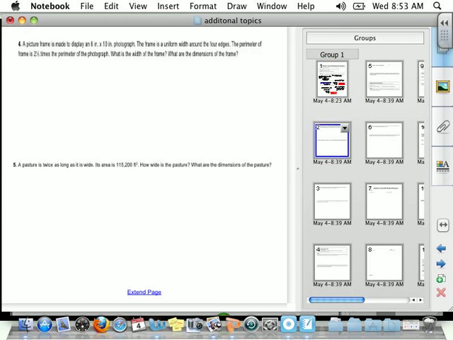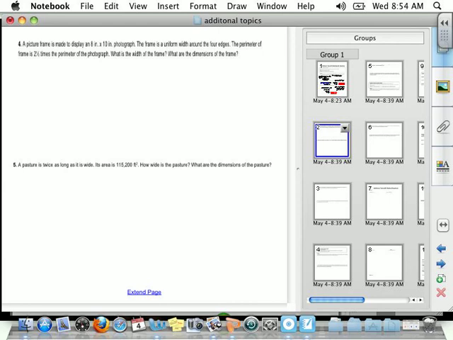So this is a picture frame to display an 8 by 10 photograph. The frame has a uniform width around its edges. The perimeter of the frame is 2.5 times the perimeter of the photograph. What is the width of the frame? What are the dimensions of the frame?